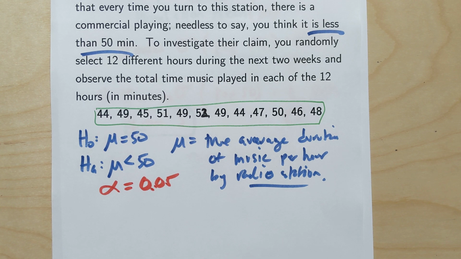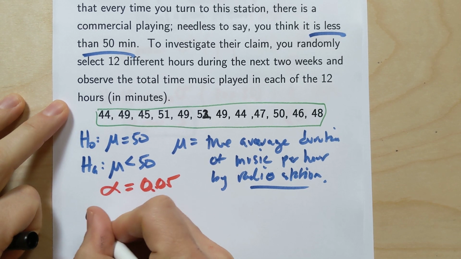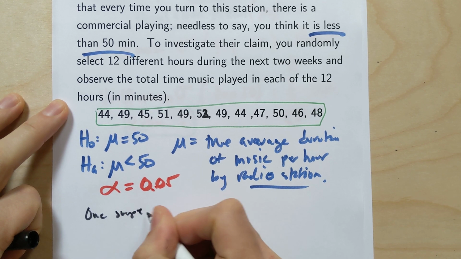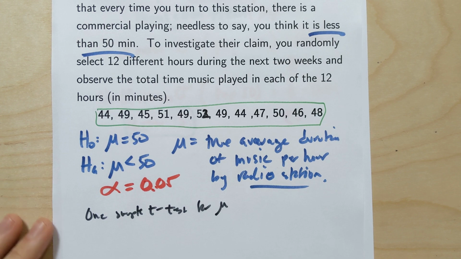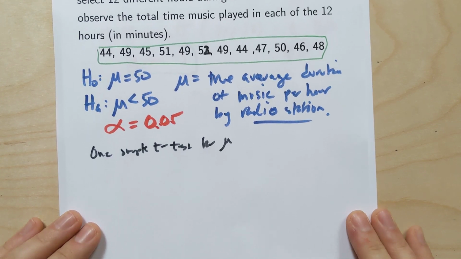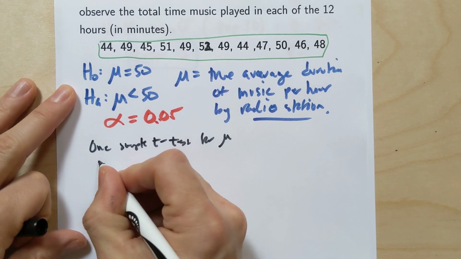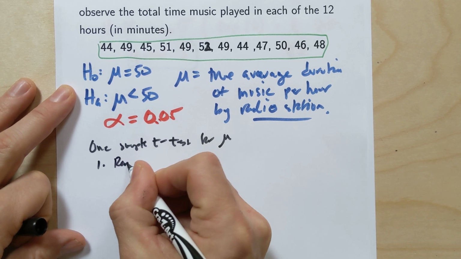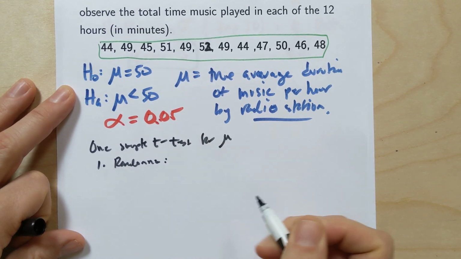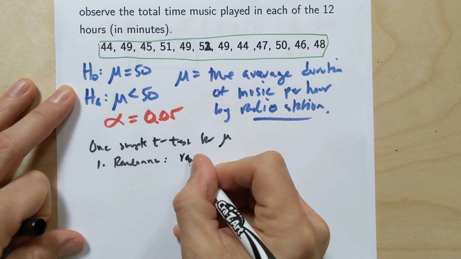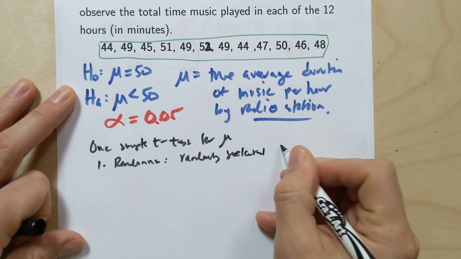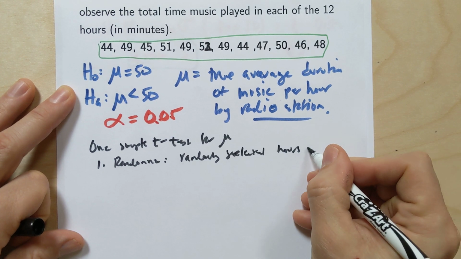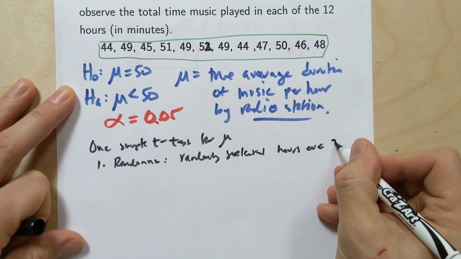So, all right, let's check the conditions for a one sample t-test for mu, right? Okay, now for this one sample t-test, we'll begin just like we always do and check for randomness and independence and stuff like this. Randomness, right? And the idea here is that these were randomly selected hours, right? Over 2 weeks.